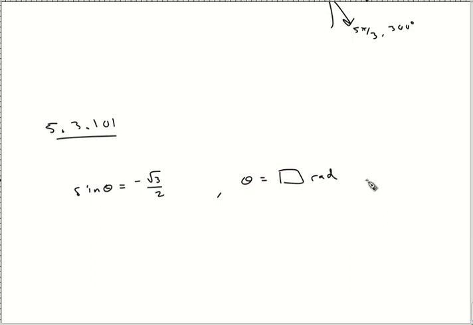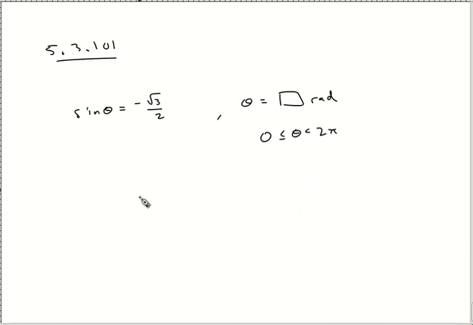Okay, so last one. 53101. I've got the sine of theta. Oh, hold on. Is equal to a negative square root of 3 over 2. And they say theta is equal to blank radians. I don't know how you would do this without a unit circle. And so they also say, hey, just in case, it's got to be between 0 and 2 pi.